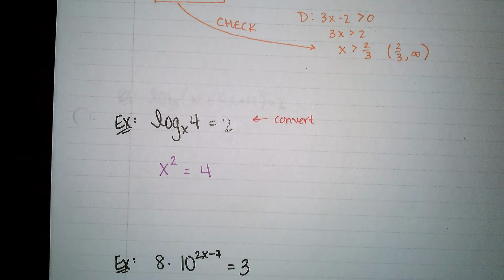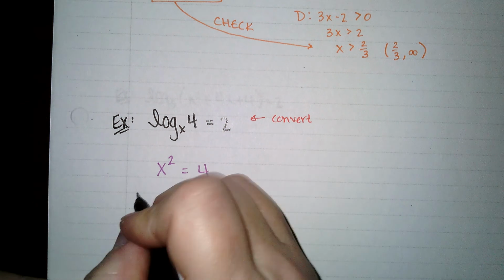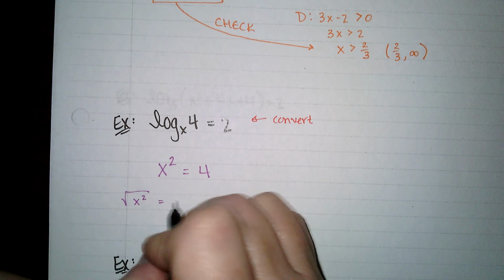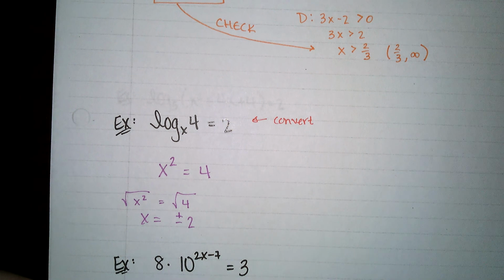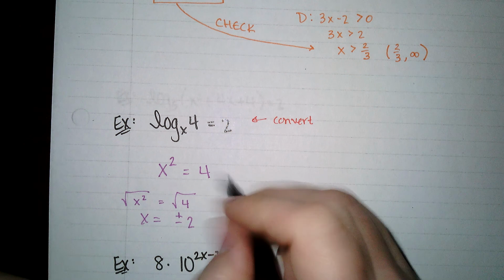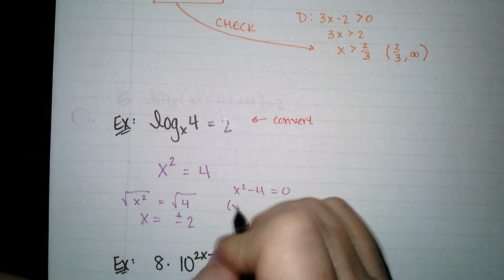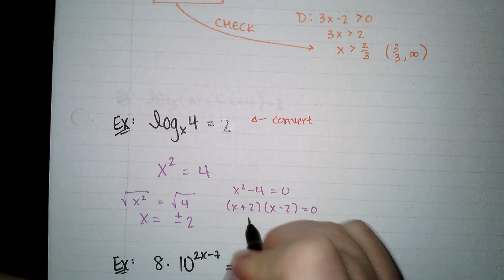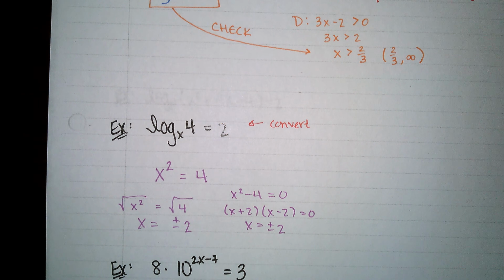Well, gosh, on this one, I definitely could take the square root of both sides. So if I do square root of x squared equals square root of 4, x equals plus or minus 2. Don't forget the plus and minus. Like, seriously, don't forget it. Or I could subtract that 4 over and factor it by difference of squares so that I get x equals plus and minus 2. Either way, I'll get x equals positive and negative 2.